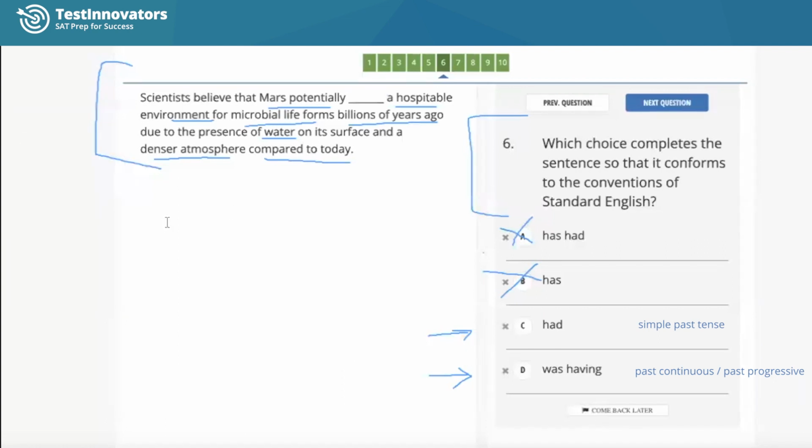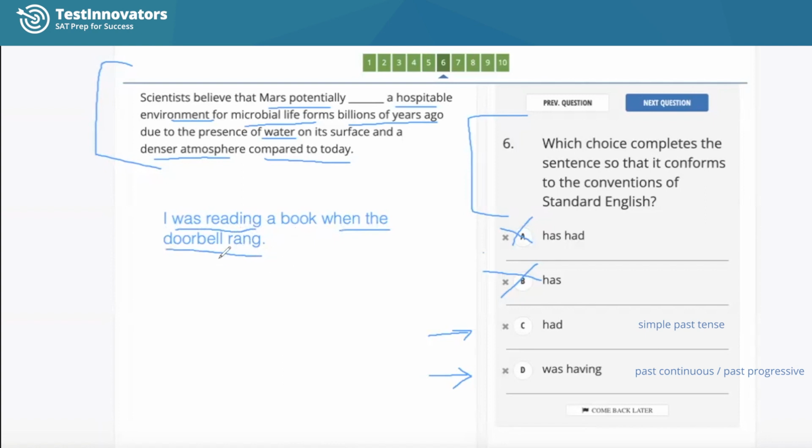For example, if we were to say, I was reading a book when the doorbell rang, we know that in this sentence, I was reading a book, but then the doorbell rang. So now we have a clear sequence of events.